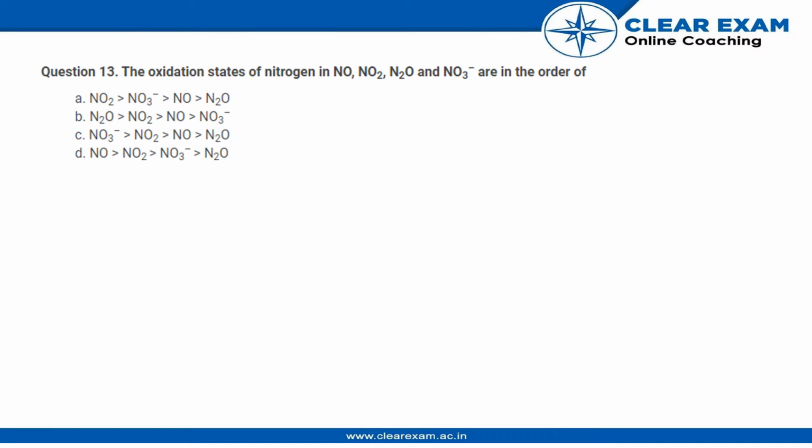The oxidation states of nitrogen in NO, NO2, N2O and NO3 minus are in the order. So this is a fairly simple question. We need to find the oxidation states of nitrogen in the given compounds.